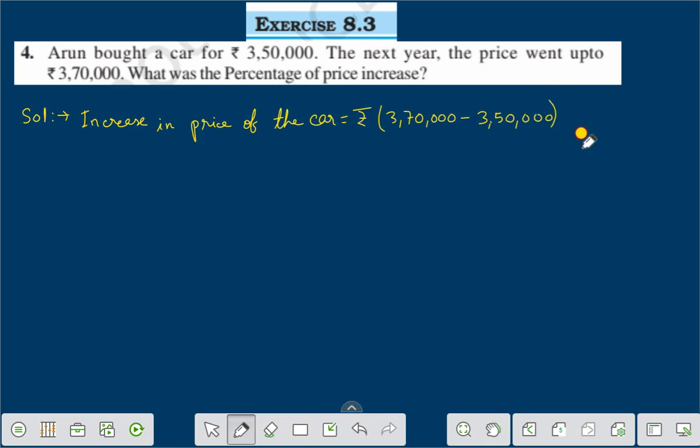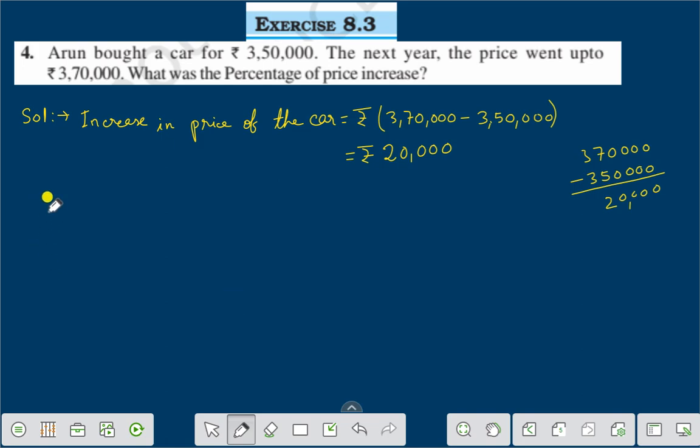You subtract this one, that is 3,70,000 minus 3,50,000, that is 0 0 0 0 5 plus 2 7, that is 20,000. It comes to rupees 20,000. Right, increase in price of the car is rupees 20,000.